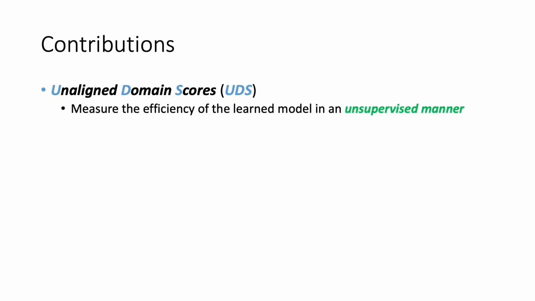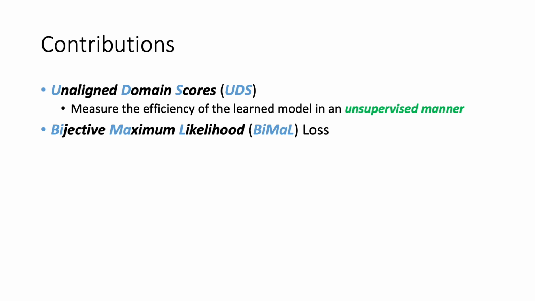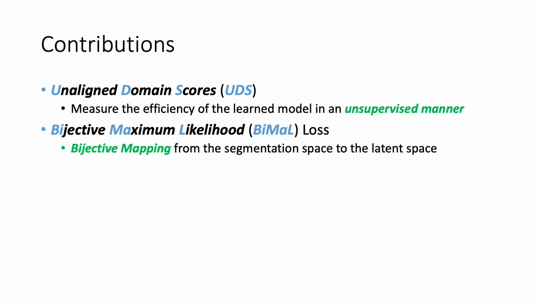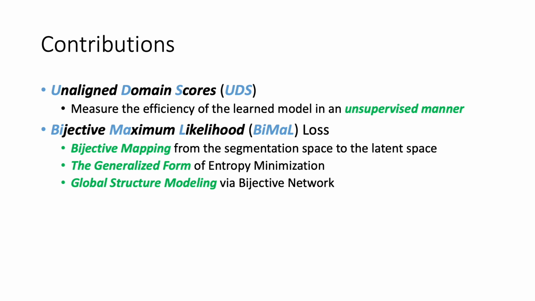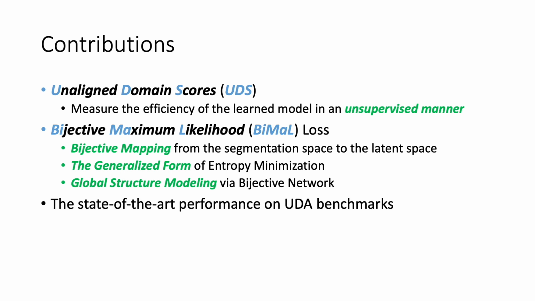To summarize, our contributions can be described as follows. We proposed a novel metric, namely the unaligned domain score, to measure the efficiency of the learned model in an unsupervised manner. Further, we extend the proposed metric to a novel loss called bijective maximum likelihood. The loss is computed via a bijective mapping function. Theoretically, we prove our proposed loss is a generalized form of entropy minimization. Thanks to the bijective mapping function, we can sufficiently model the global structure of the segmentation. Our approach achieves state-of-the-art results on the unsupervised domain adaptation benchmarks.